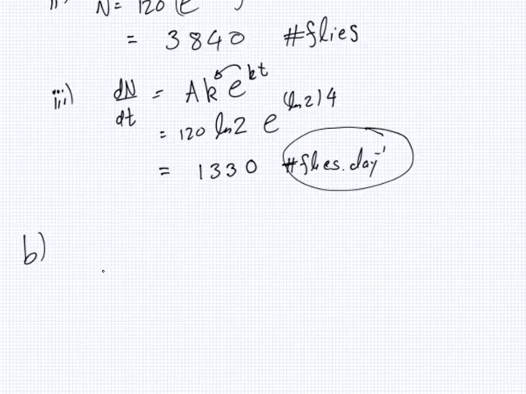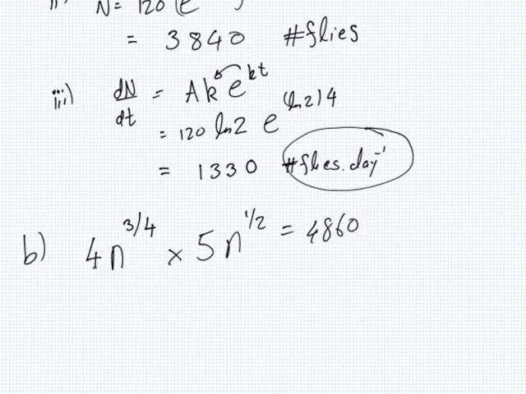Solve the equation 4n to the power 3/4 times 5n to the power of a half equals 4860. Well, I'm just going to straight away divide by 20. So that's 243. Adding the powers together, 3/4 plus a half is 5/4.